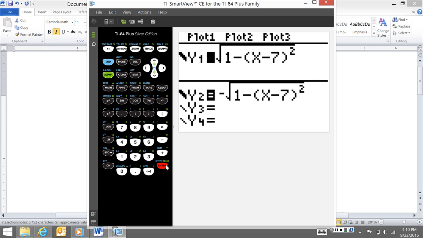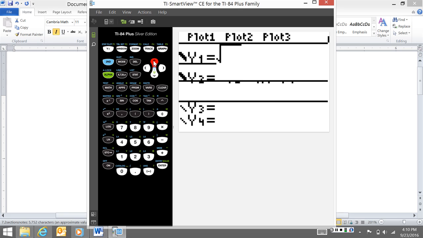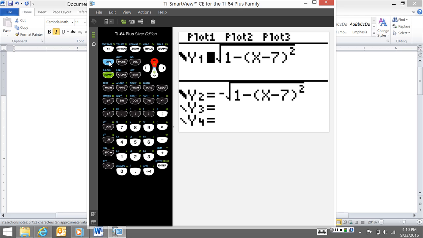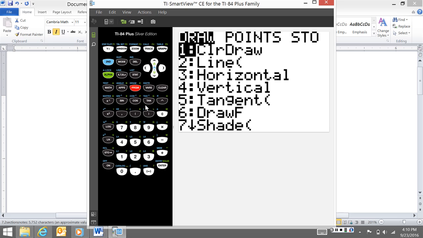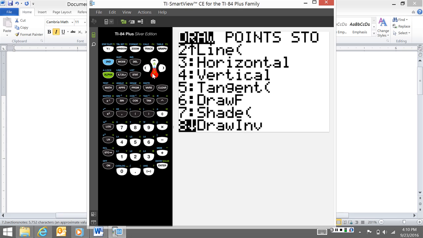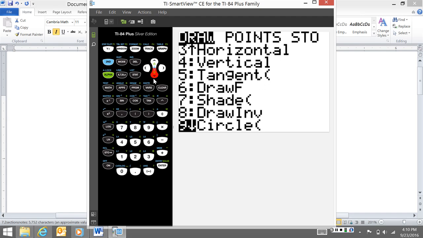There we go. Enter. So see if I undo this one, see how that doesn't look black anymore. It's not going to do that. So now I'm going to quit out of here. And what I'm going to do is go to draw, above program. So I'm going to go to second draw, and I'm going to go down all the way to number 9 here, which says circle.